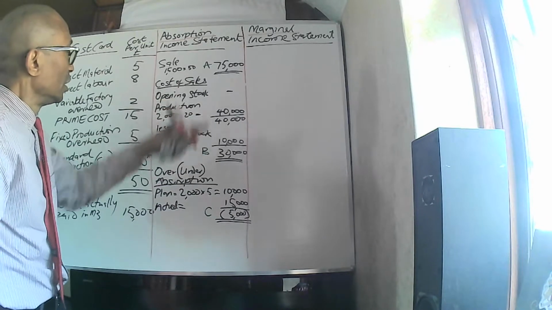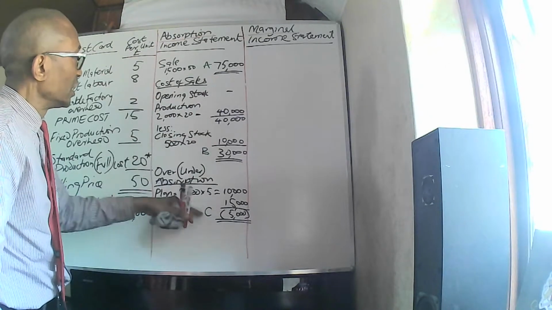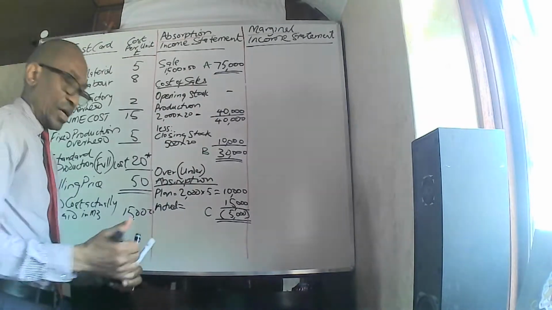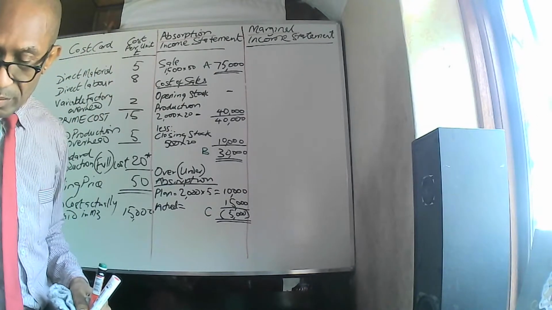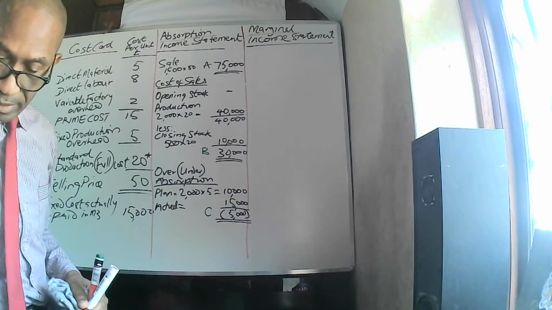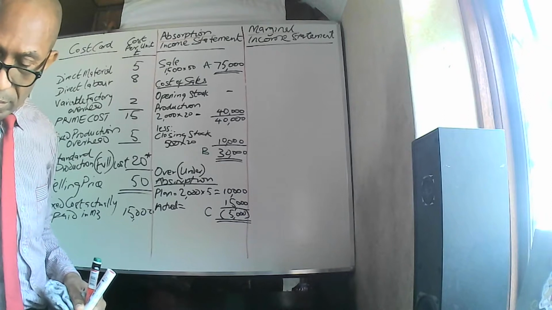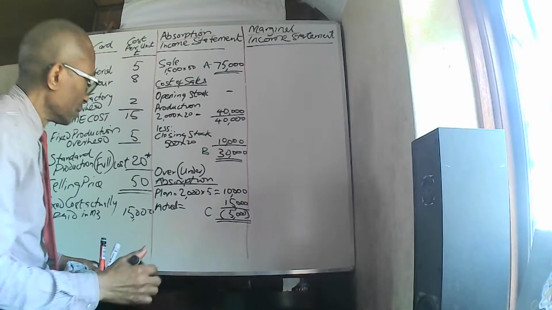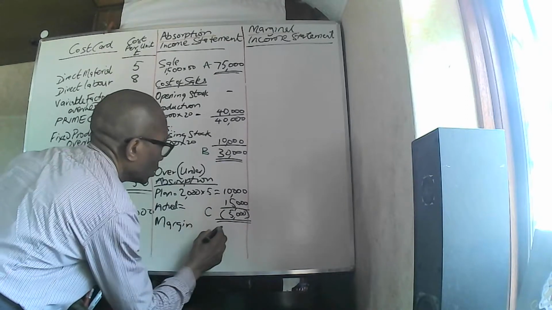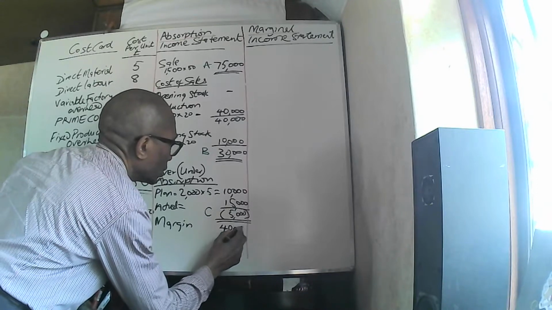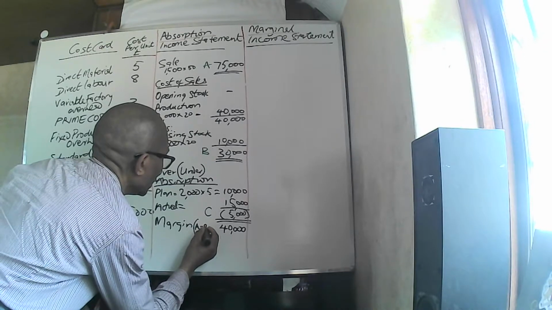When we now deduct B and C from A, we get what we call our gross margin. So, what do we have here? 75 minus 30 minus 5. We have 40,000 margin, which is A minus B minus C.